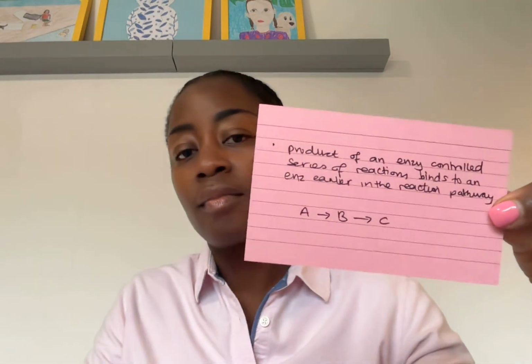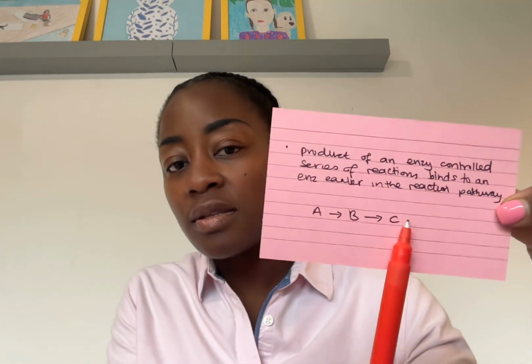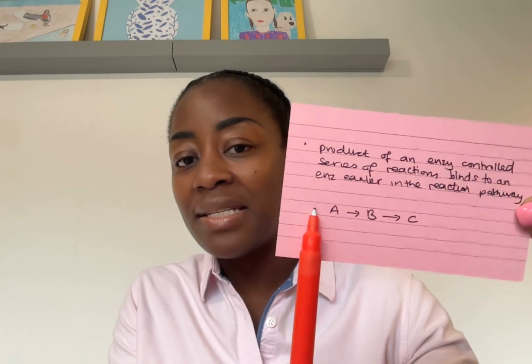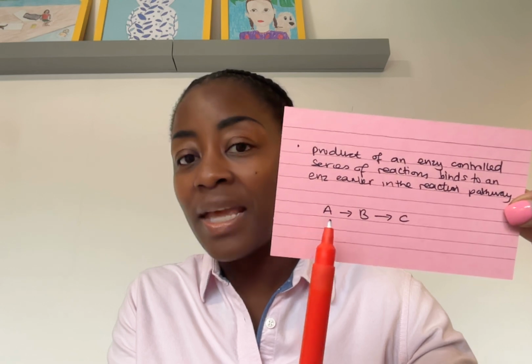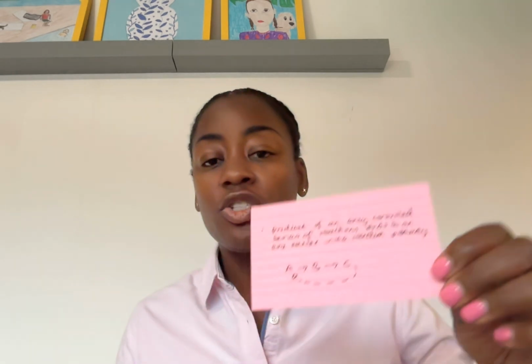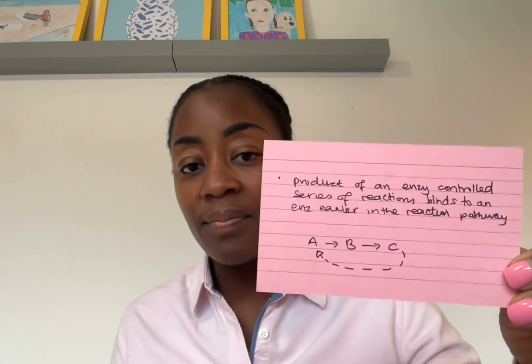For example, I'm going to write enzyme A, B, and C. These are controlling different reactions. But the product of the reaction from enzyme C is going to bind to enzyme A and stop enzyme A from working, a bit like a non-competitive inhibitor. The product from enzyme C binds to enzyme A and stops it from working.